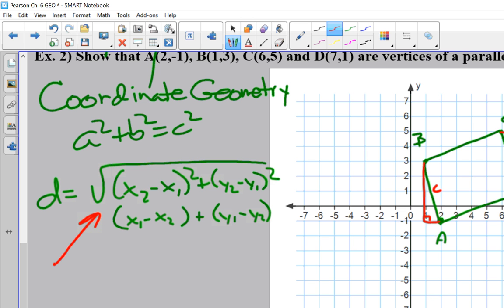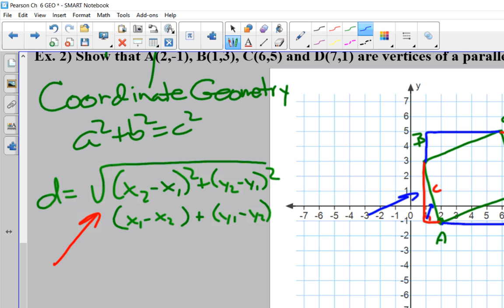And I think that this side, BC, is going to be congruent to this side, AD. But I'm going to have to use coordinate geometry to prove that. So let's use the Pythagorean theorem. Let's start here where I began. I've got to find the lengths of the sides. I said that this side's my C, mostly because it's opposite the right angle.